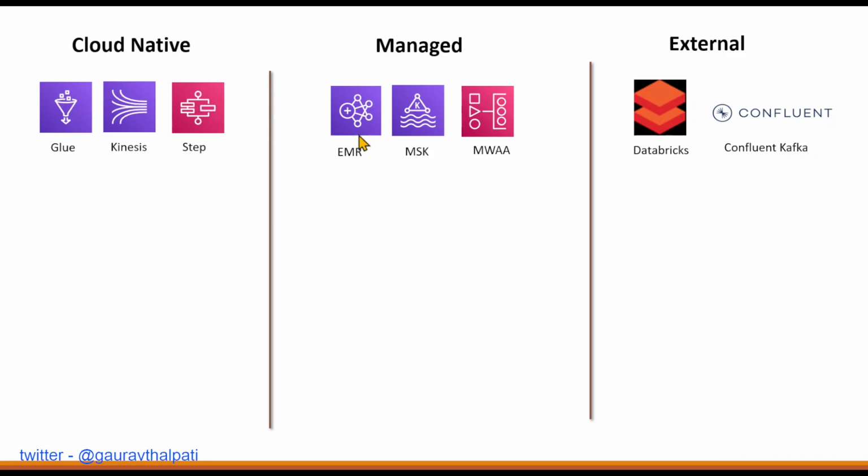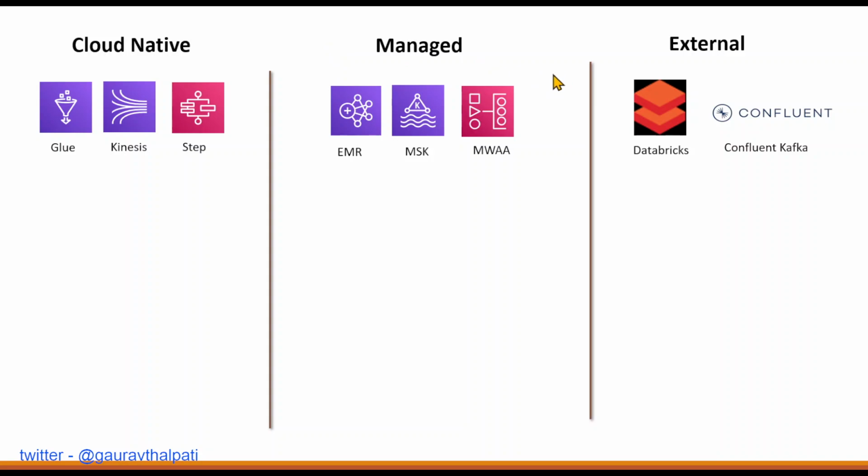Now you can also use Glue, you can use EMR, or you can use Databricks. Similarly, if you're trying to do some real-time streaming use case, you can use Kinesis data streams, or you can use MSK, or you can go for something like Kafka also. So as a solution architect or data architect, how do you decide on these?